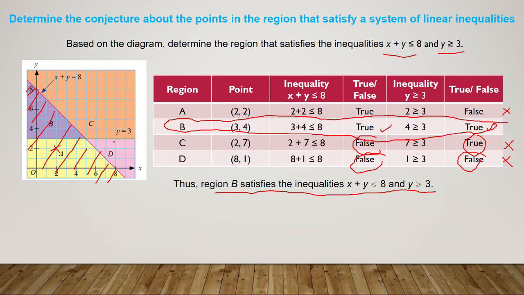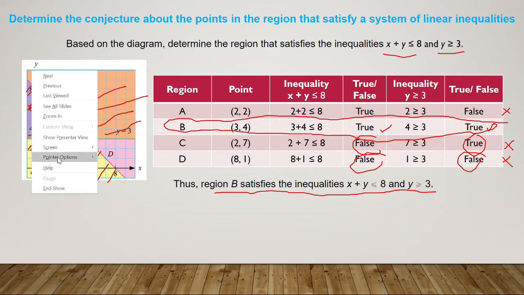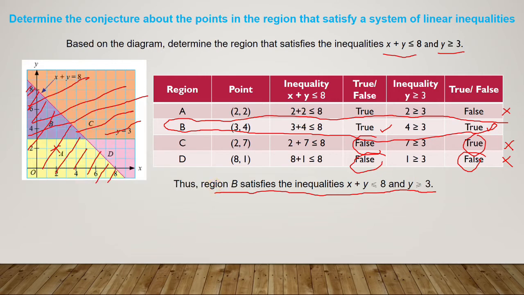If you refer to the graph, this line y equal to 3 here, greater than or equal means that it is the region above. So the part that is shaded twice is this part here. I changed the color into blue here. You can see this part is shaded twice. Therefore, the point that satisfies the two inequalities must be situated in region B here.